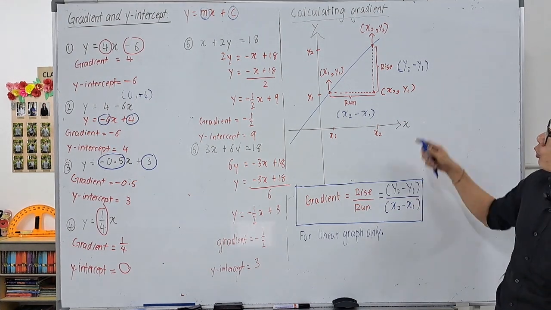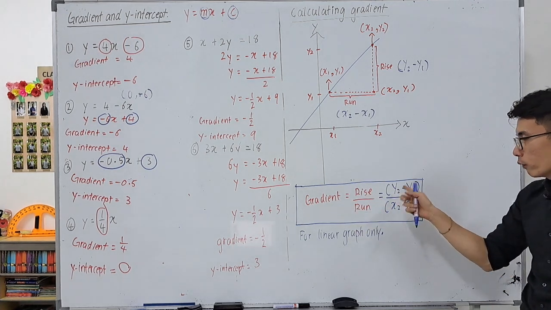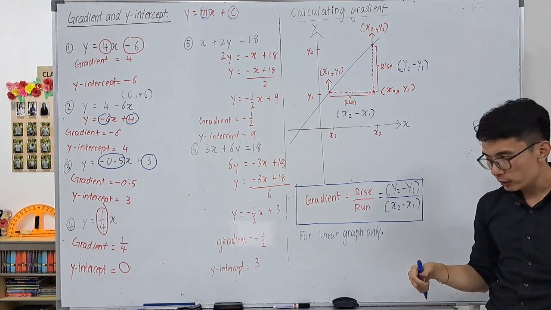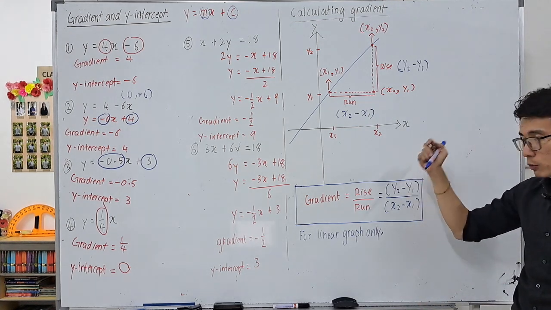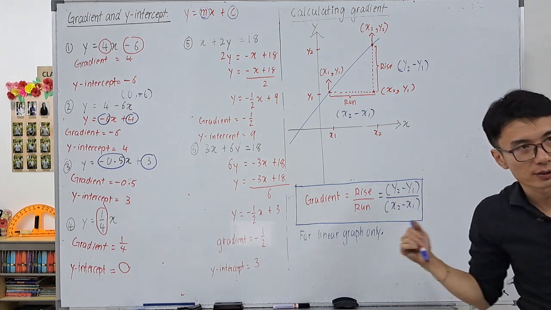So remember that. That is how we work out the formula for the gradient. It's basically y2 minus y1 over x2 minus x1. What I'm going to do now is some worked examples so you understand how we are going to use this formula.